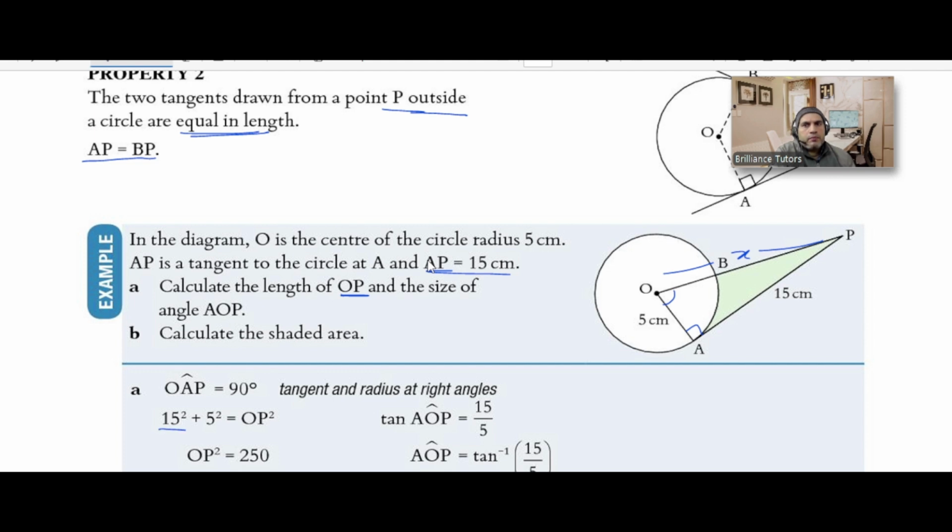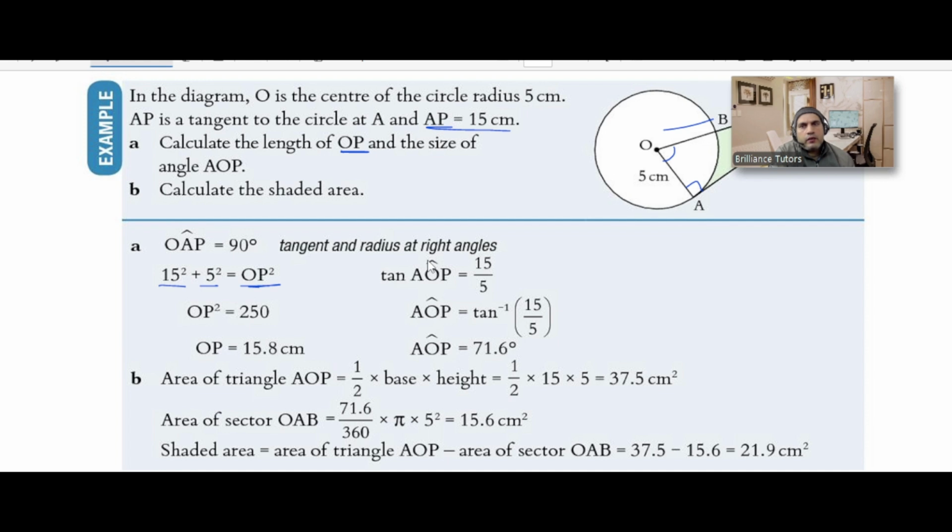So 15 squared plus 5 squared equals OP squared, and OP squared equals 250. So OP is 15.8 centimeters when you take the square root. And tan AOP is 15 by 5, so AOP equals tan inverse of 15 by 5, which is 71.6 degrees.